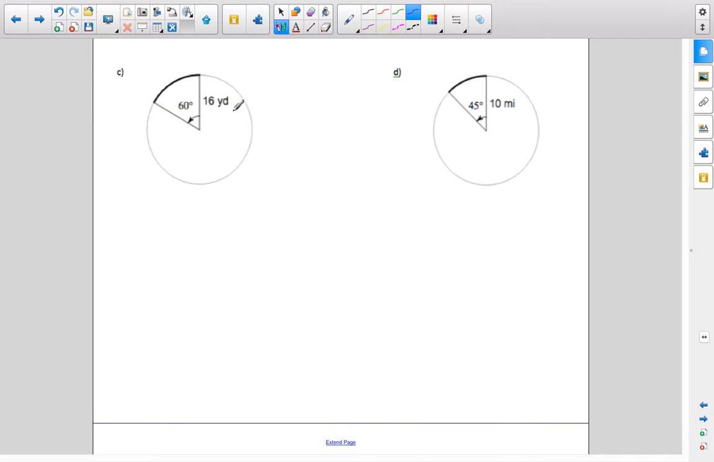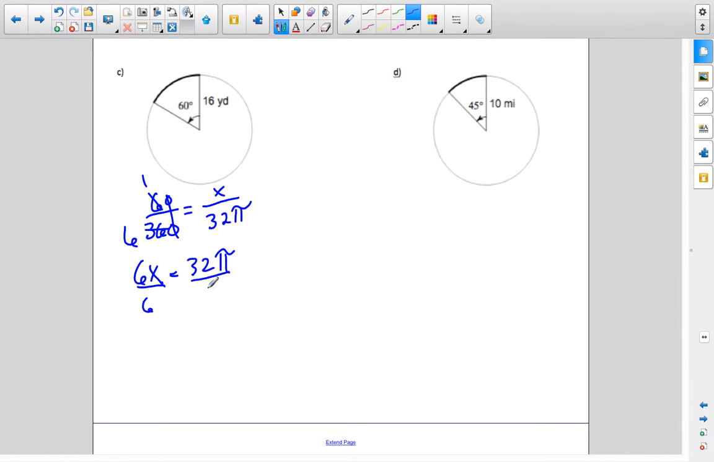Okay, let's try another one for arc length. Here's our arc. We're wondering how long it is. I'm going to use this 60-degree angle over my total, 360, and that will equal the arc length over the circumference. Now my radius is 16, so my circumference is 32 pi. First, let's simplify this fraction over here. Divide by 10, divide by 6, and I get 1 over 6. So 6 times x equals 1 times 32 pi.